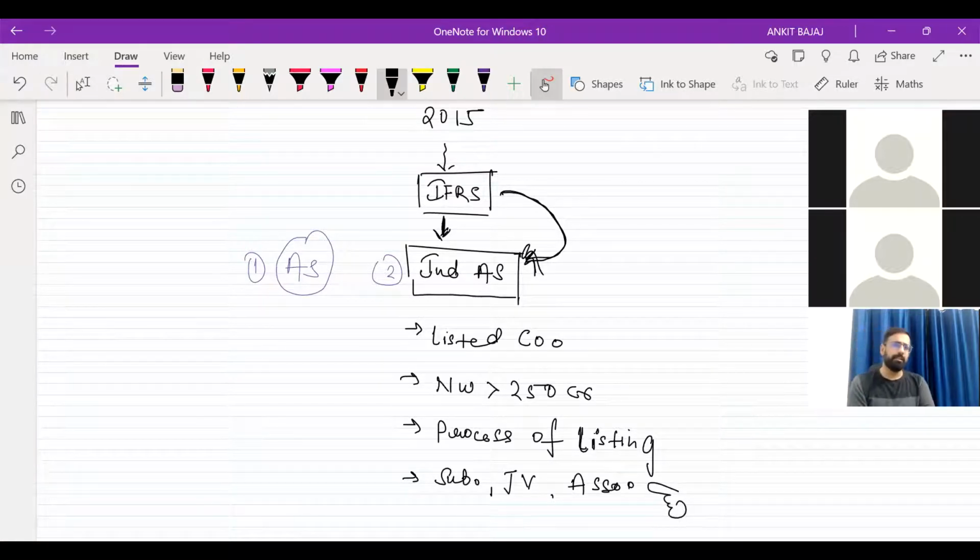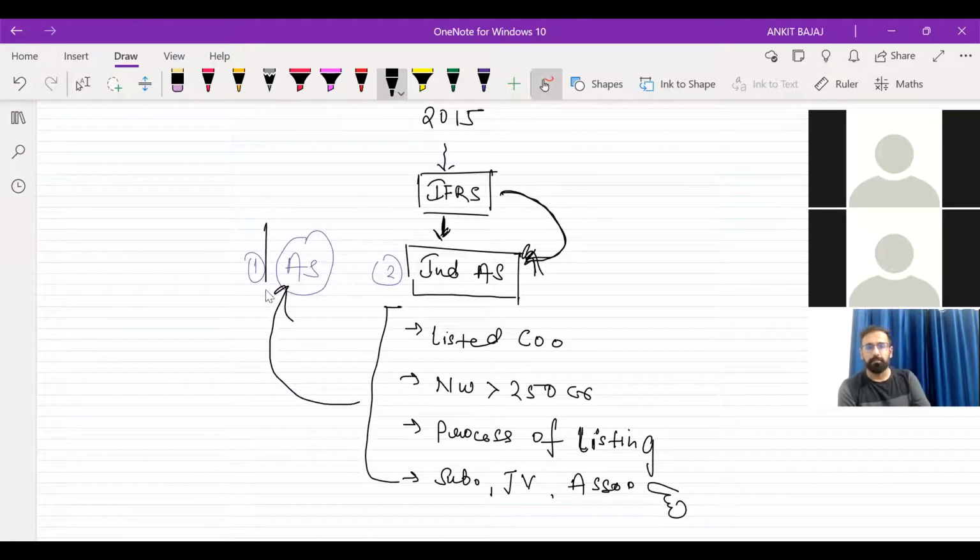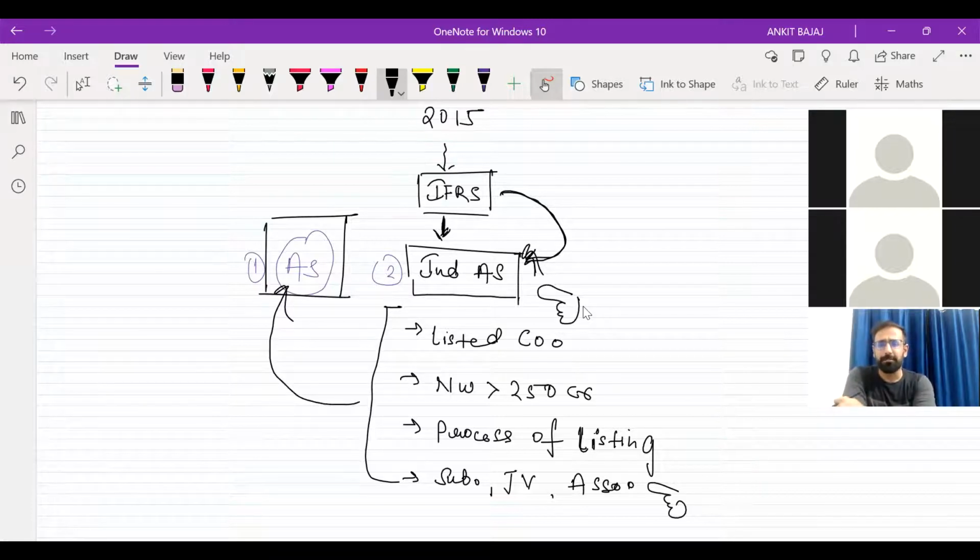And in which companies will the accounting standard be applicable? Except these companies, accounting standard will be applicable. So if I take the example of any small company whose net worth is 20 crore rupees, they can follow accounting standard, right? It is not mandatory for them to follow Ind AS. Voluntarily, they can choose Ind AS also, right? But companies whose net worth is lesser than 250 crore, they can adopt accounting standard.